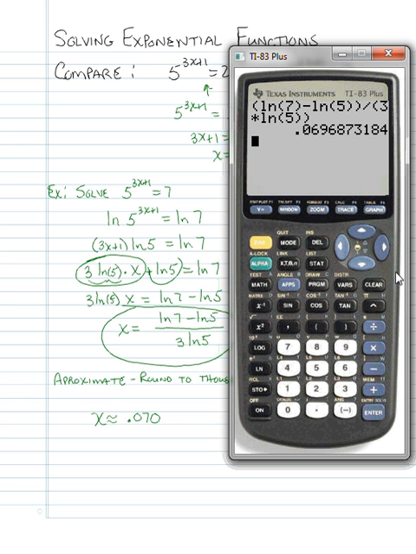Press enter, and you can see the result, 0.069687, and so on. Now we're to round to thousandths, the third decimal place. So we look over to the next position, which is a 6, which is 5 or bigger. That means we round up. So this 9 is rounded to a 10 or a 0, and that requires a 6 to be rounded to a 7. And you can see that's what I've done here.